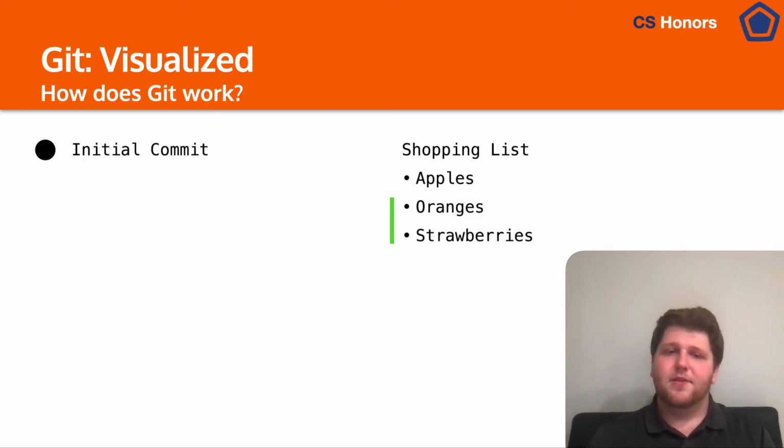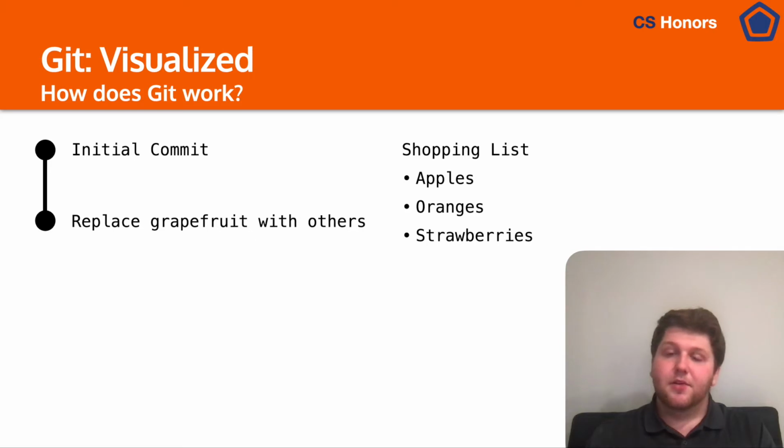And now if you were to go back to that initial commit, you would still see apples and grapefruit on your shopping list. But now what we can do is take another snapshot, right? And now we have both a snapshot with grapefruit and a snapshot with oranges and strawberries in there, right? And so these snapshots or commits are able to be looked at in the future. And it shows, hey, I wanted to add this, and you can maybe take a look at why.